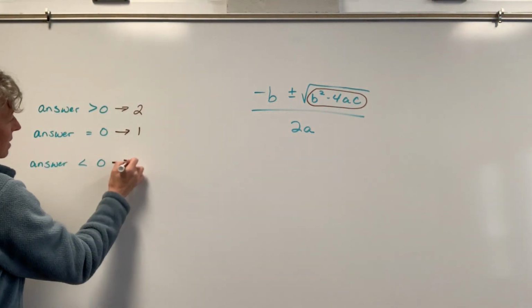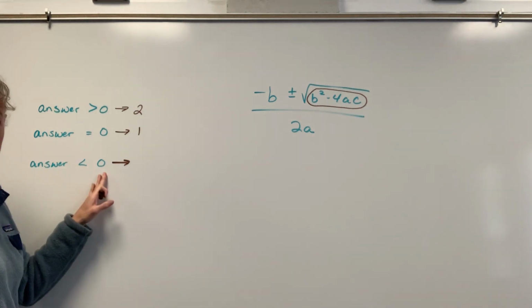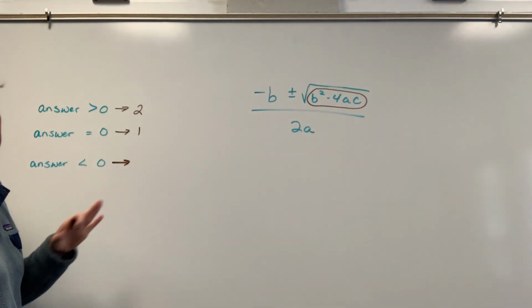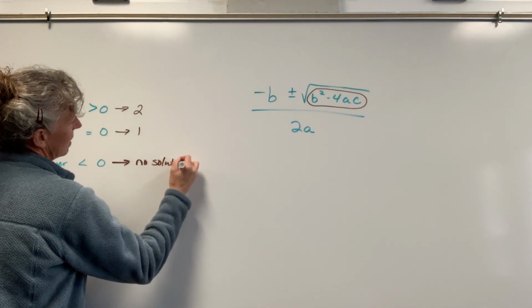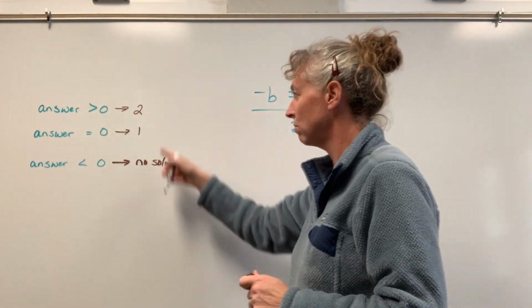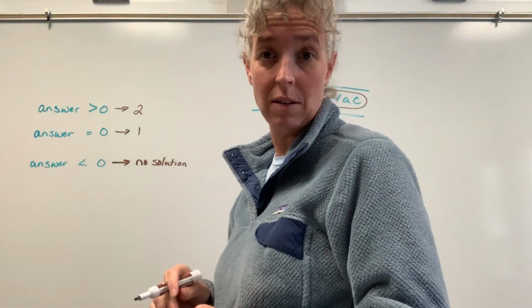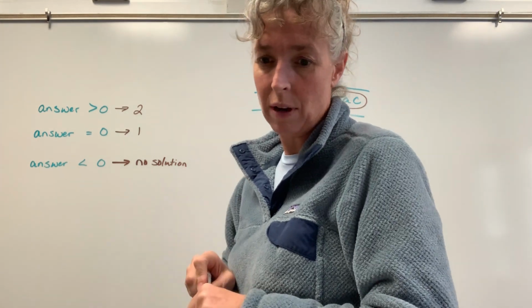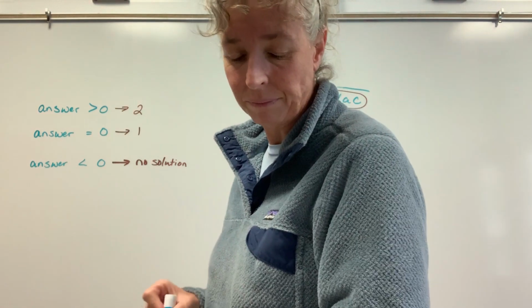And the last one is if the answer I get when I do this is less than 0, then you're going to have no solution. It means it's not touching the x-axis at all. So those are our little cues. You can see them again on page 678 in the blue box in your book if you need to review those. So let's try an example of this and see what we can do.